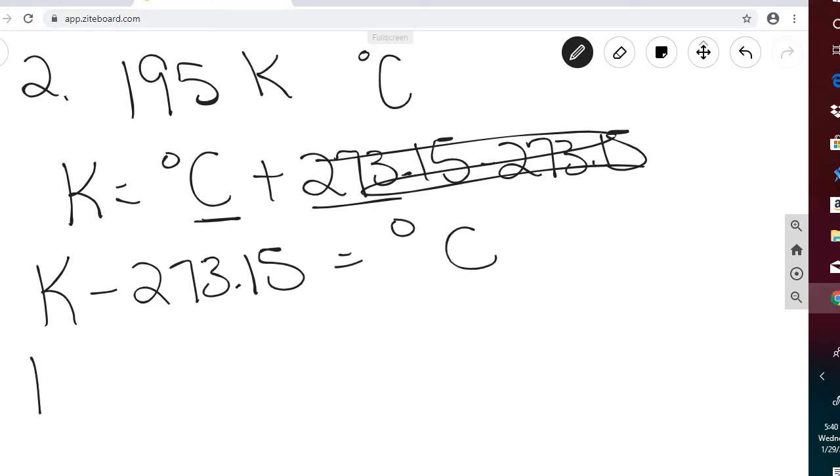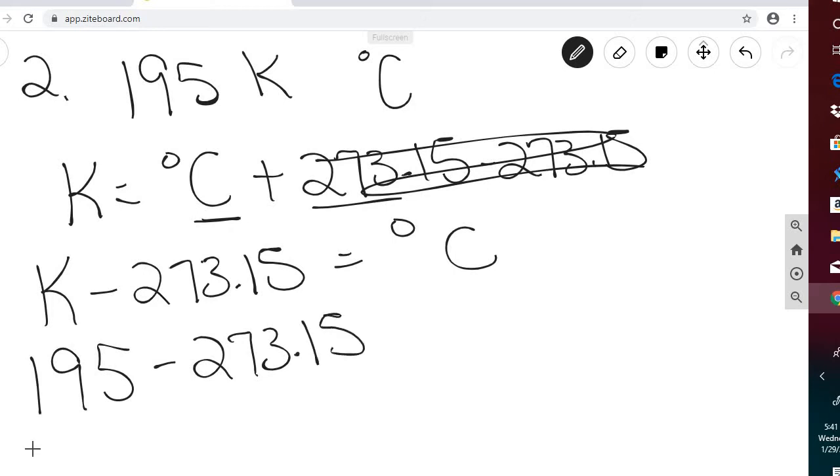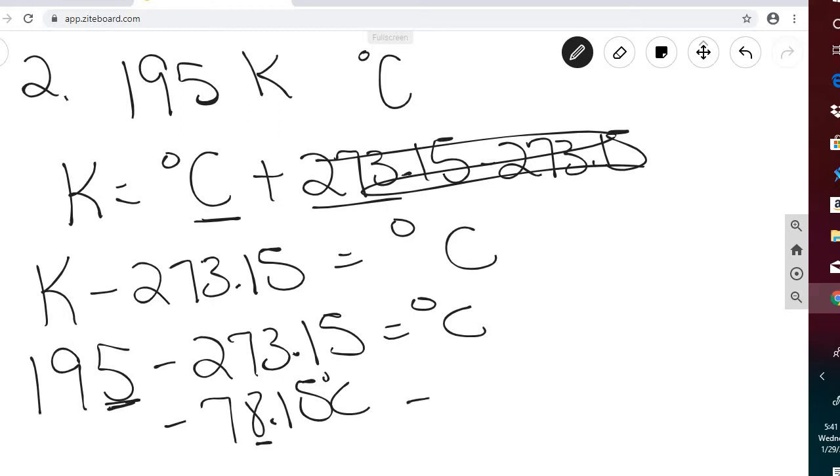The temperature in Kelvin was 195. So we'll subtract 273.15. That's going to equal degrees C. And we can just go out to the ones place here, because that's all this one goes out to. So what you'll get is negative 78.15 degrees C, but we have to go just to the ones place. So it would be negative 78 degrees C. So 195 Kelvin is equal to negative 78 degrees C.